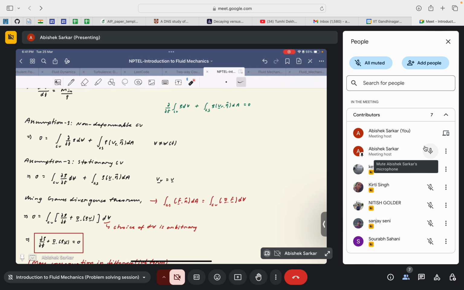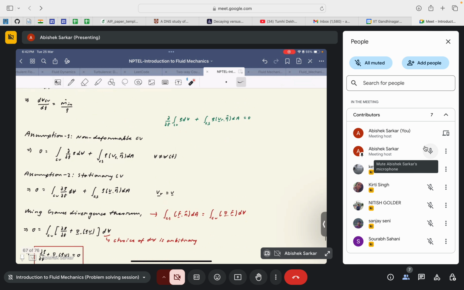So if we take the outer surface of the pipe as our control volume, then it's an example of a non-deformable control volume. So in that case, the volume of the control volume is not a function of time. That's why we can take this time derivative inside the integral, representing that only the density is now a function of time. Okay.